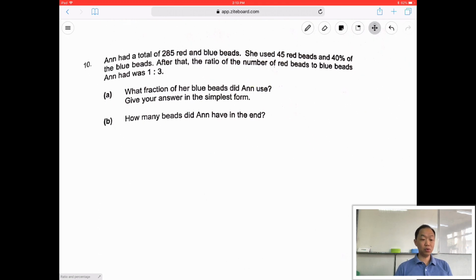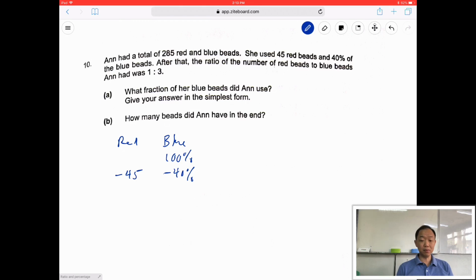Okay, Anne had a total of 285 red and blue beads. She used 45 red and 40% of the blue. Before and after. Okay? So 285, so we got red and blue. So red, she used 45 red and 40%. So at first blue 100%, so minus 40%. You see, at this point of time, I still don't know how to solve. I'm just writing out whatever information is given to me in a table form. That's all. So red minus 45.